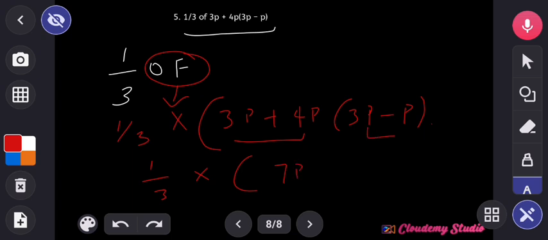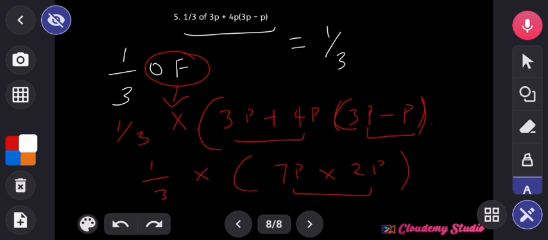3p minus p will give us 2p multiplied by 2p, because brackets is also the same thing as multiplication. You have to note that 7p multiplied by 2p will give us 14p. Therefore, our question leads to 1 over 3 multiplied by 14p, right? And that is equal to 14p divided by 3, and that is our answer for this particular question here.